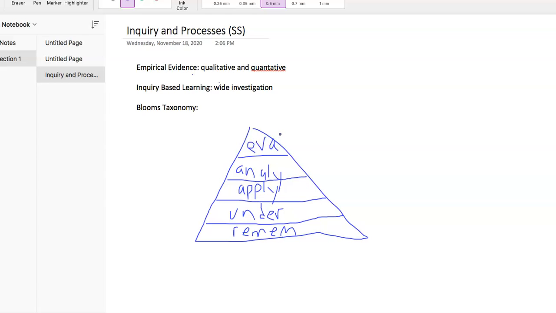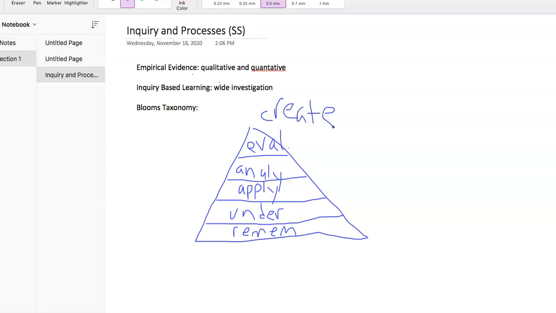So if you have somebody, say an executive in business or something like that, remembering and understanding is not a big part of their job, right? But being able to look at different situations, analyze and evaluate what the company should focus on, where they should put their money, is really what their job is all about. And I just ran out of room, but the very top part is somebody who actually creates something.